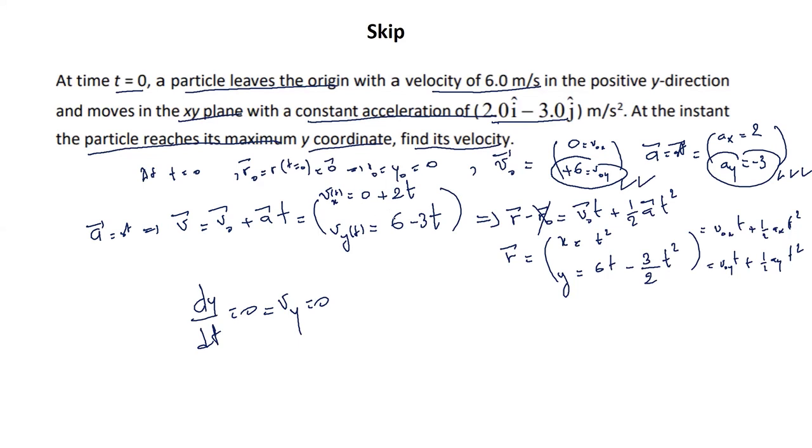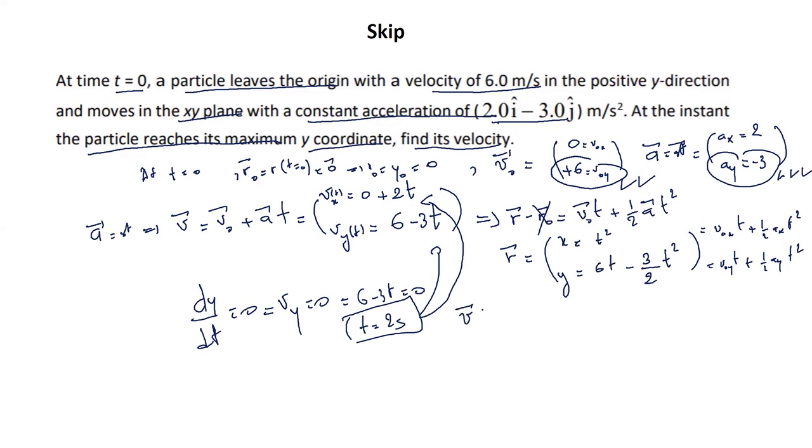Okay, so that means 6 minus 3t is equal to 0. That means t is equal to 2 seconds. Now, once I get my time at 2 seconds, what is the velocity? I just take 2 seconds and I plug it here. Of course, at t equal 2 seconds, you know that Vy will be 0.